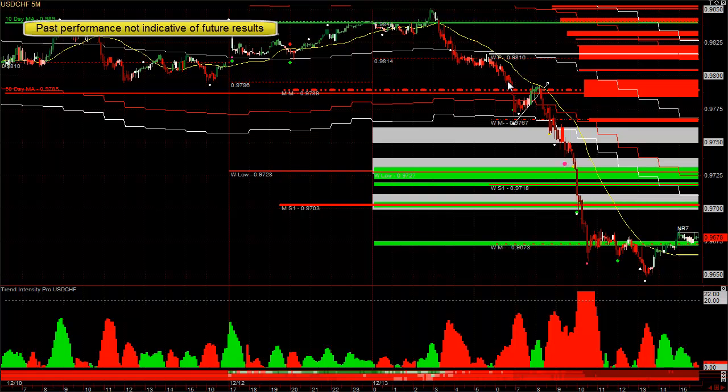Right to a resistance. Once this support area gets broken, it then becomes resistance, and you could have shorted there where this is your most likely profit target, but just like many of the currencies today, they just kept going and going, and you want to use our chandelier trailing stop or one of our other trailing stops to get out of the trade.